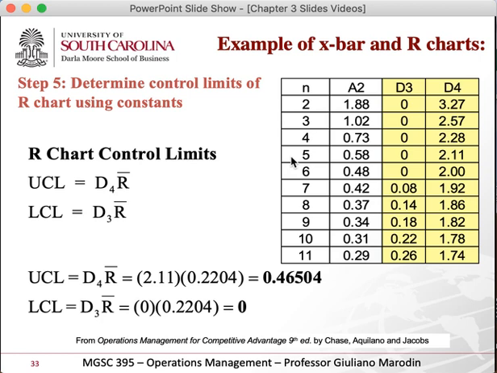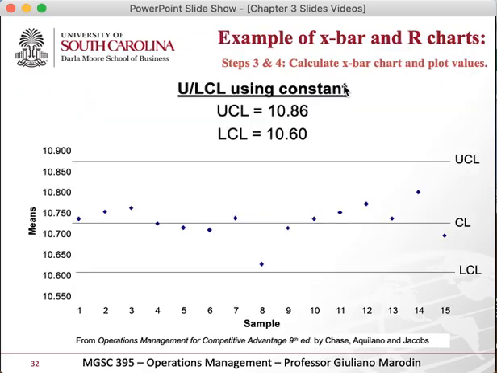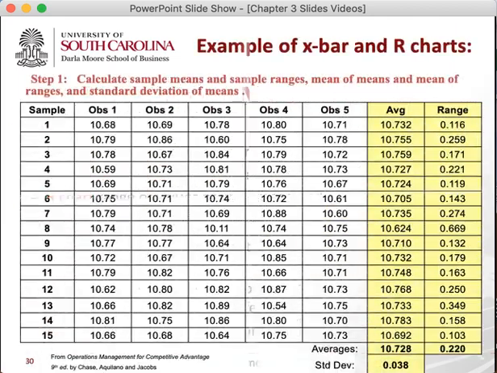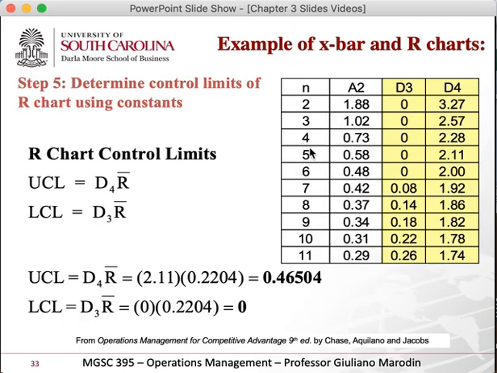Okay, and the only thing that you need to know is what is n. Do you guys remember what n is? I explained it in the last video. What you have here in the PowerPoints, n is the number of observations in each sample, right? We go back, oops, not too much. We have 1, 2, 3, 4, 5 observations in each sample, so n equals 5. And then I have to look at the nasty values of D4 and D3. So n equals 5, D3 is 0, D4 is 2.11.